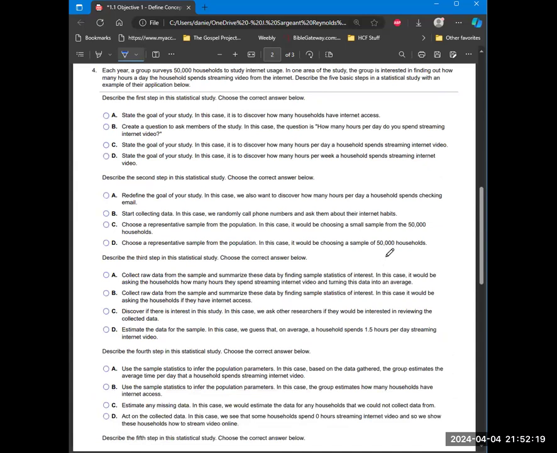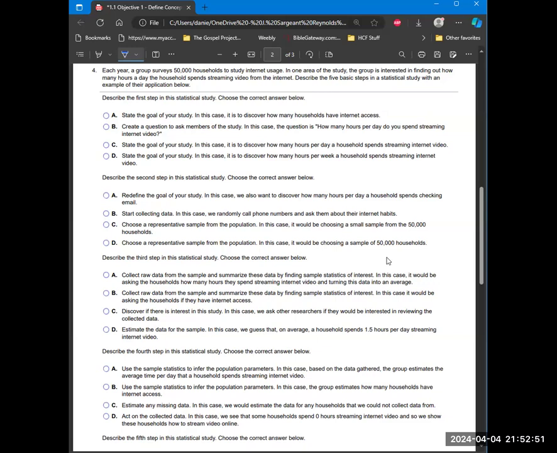Our last question for this topic. Each year, a group surveys 50,000 households to study internet usage. In one area of the study, the group is interested in finding out how many hours a day the household spends streaming video from the internet. So describe the 5 basic steps in a statistical study with an example of their application below.